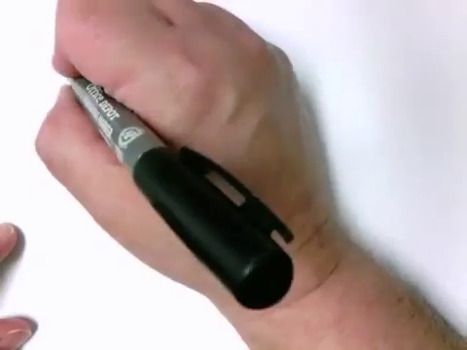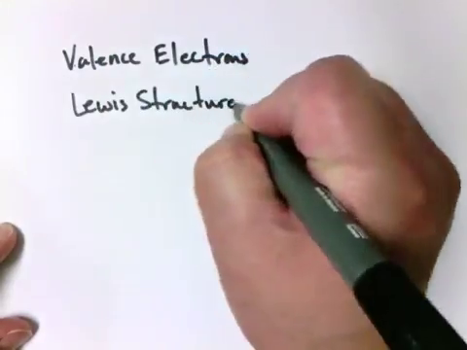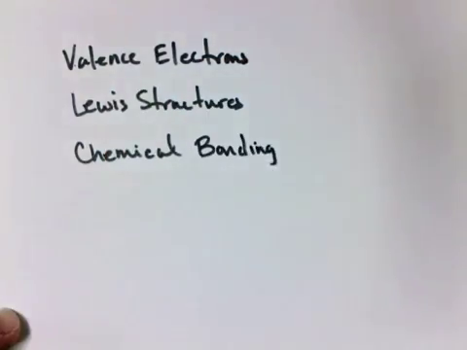Today I want to deal with three topics: valence electrons, Lewis structures, and finally chemical bonding. Valence electrons are the electrons in the outermost s and p subshells of an element.